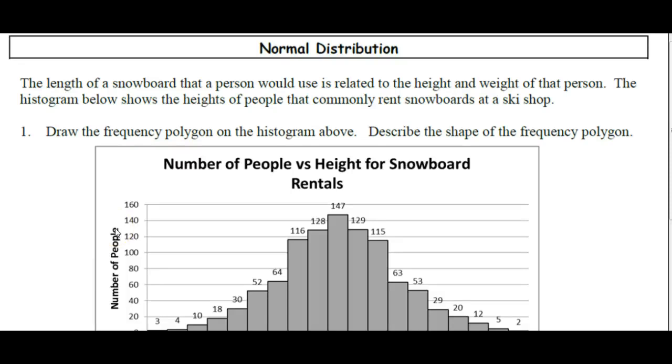Normal distribution. The length of a snowboard that a person would use is related to their height and their weight. The histogram below shows the heights of people that commonly rent snowboards at a ski shop. Draw the frequency polygon on the histogram below. Describe the shape of the frequency polygon.